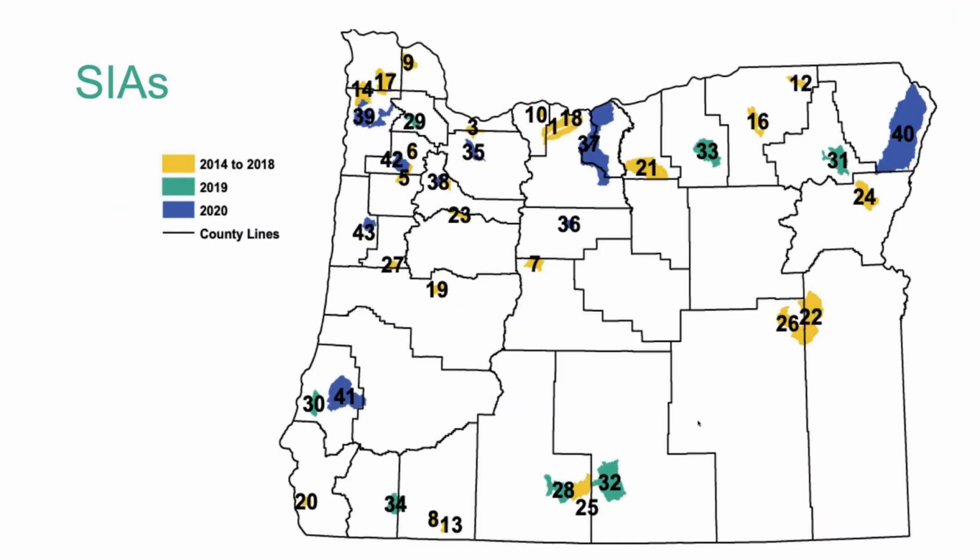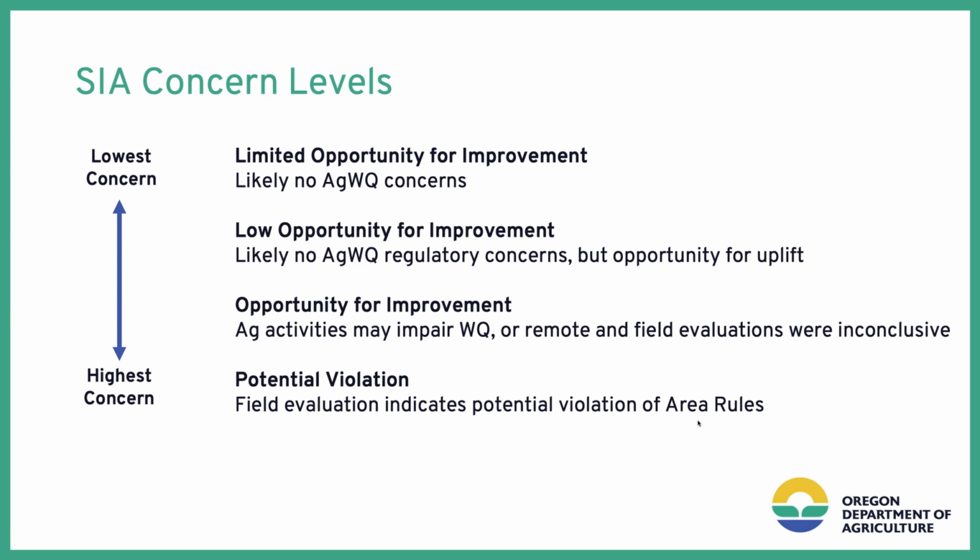So here's the 4 concern levels that we assigned properties.